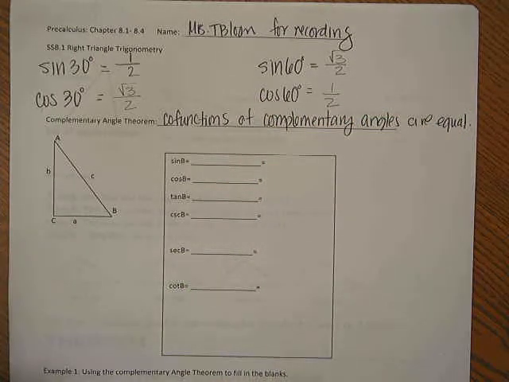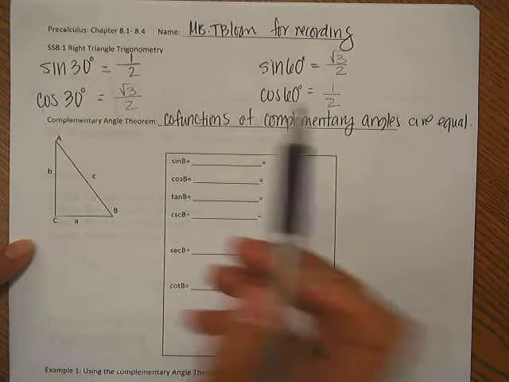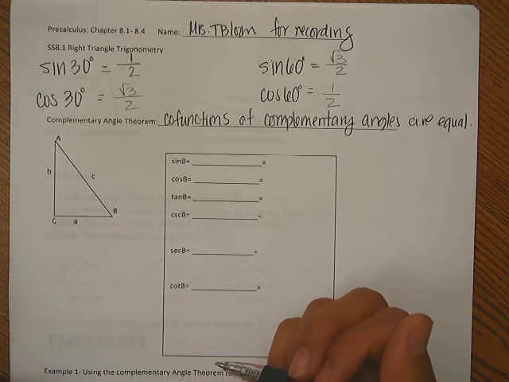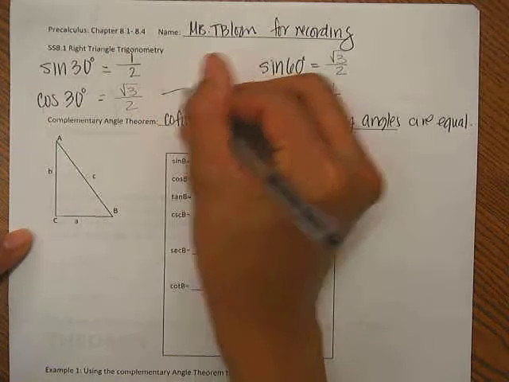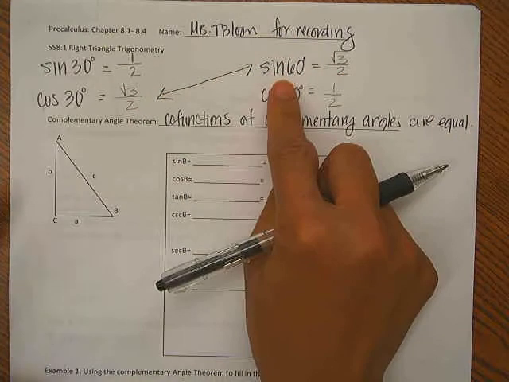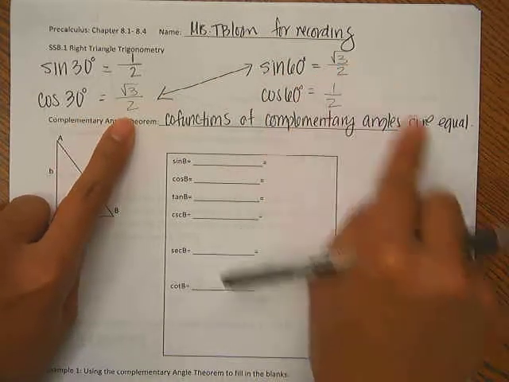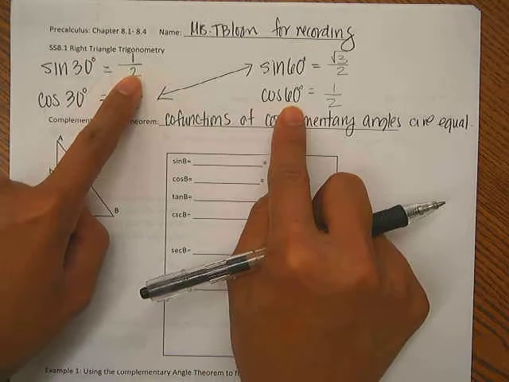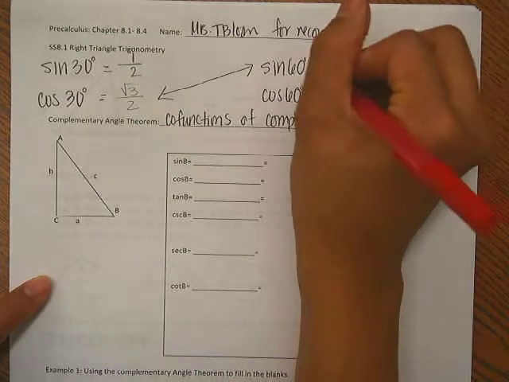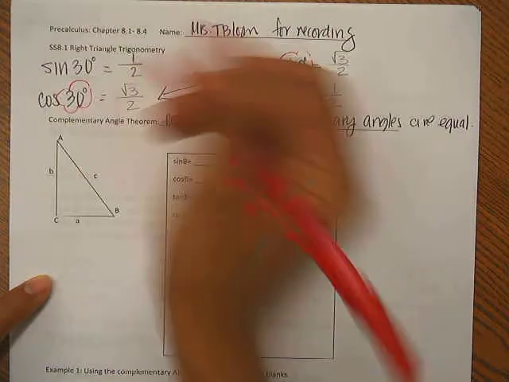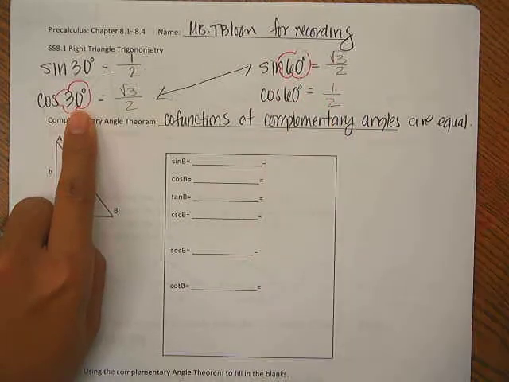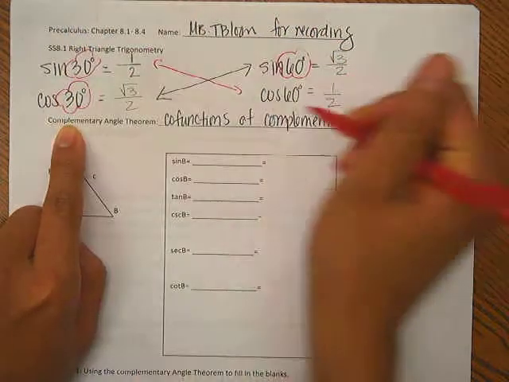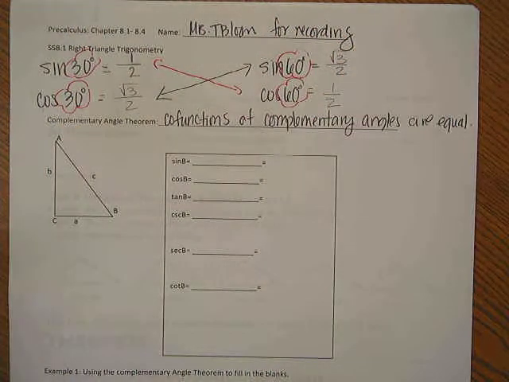So now look at this. Which two are the same? Cosine of 30 degrees and sine of 60 degrees have the same answer. Sine of 30 and cosine of 60 have the same answer. Because 60 degrees and 30 degrees add up to 90, that's what we call complementary angles.